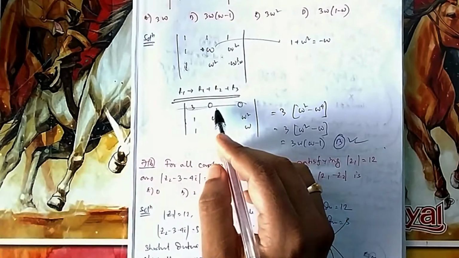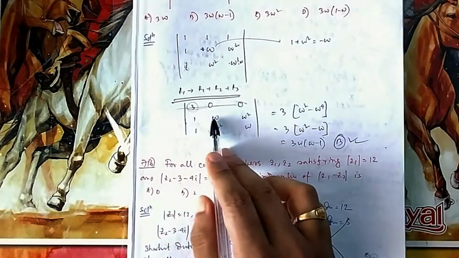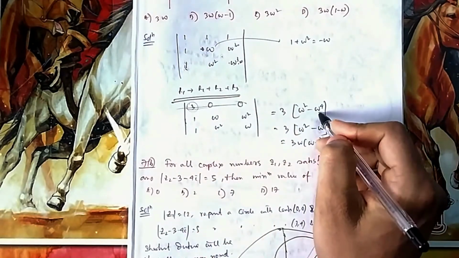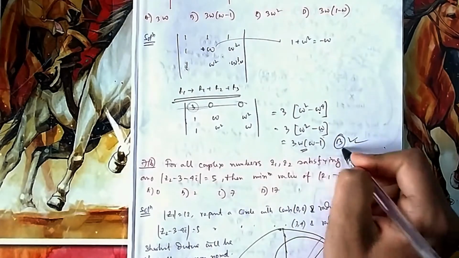The beauty of this determinant is you can expand with any row, any column. So if you expand with 3, it is 3 into this minus this into omega 4. Again you can write omega. If you take omega, this is common, that is your option B.